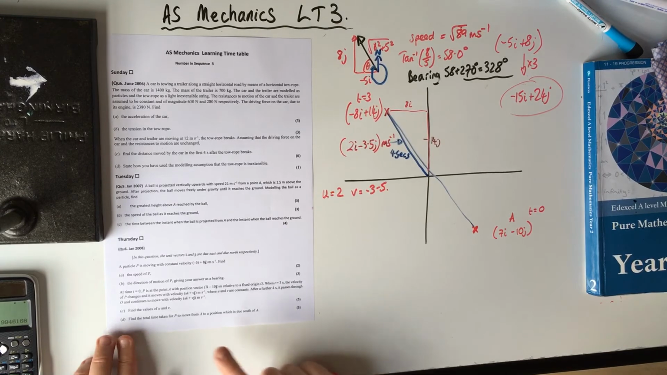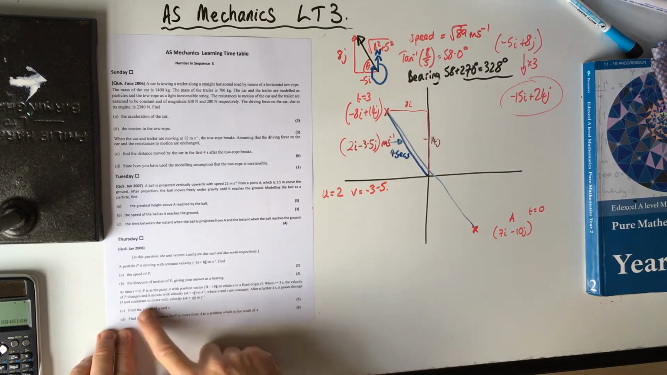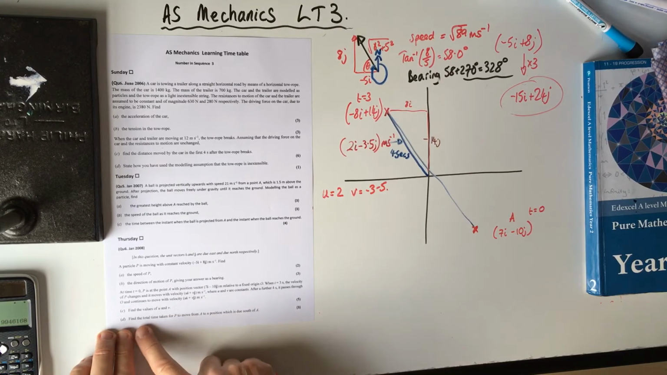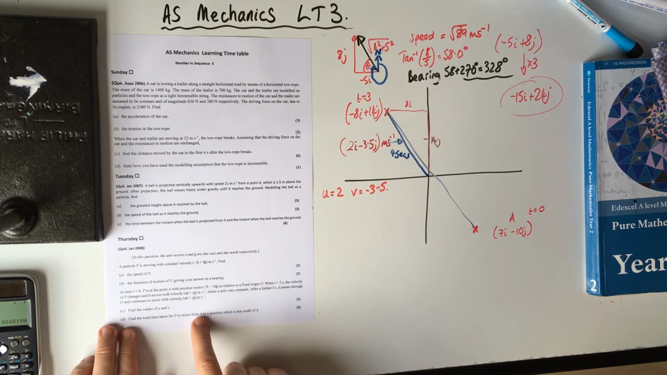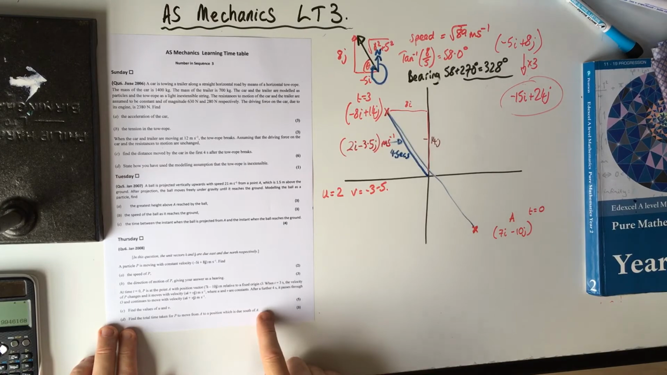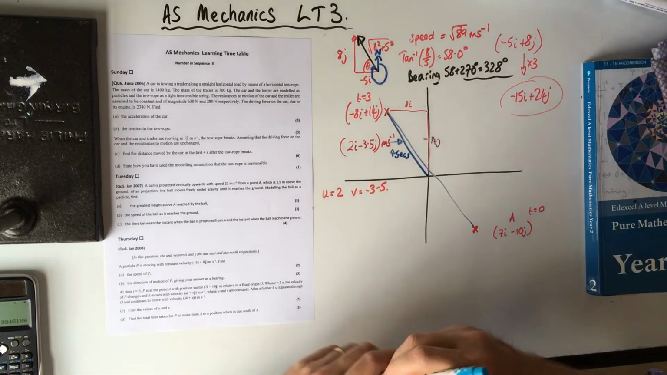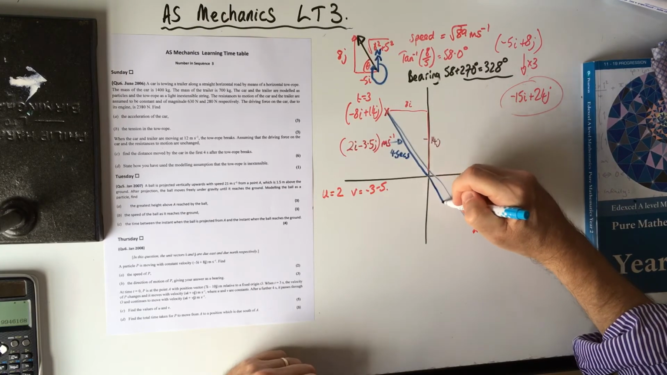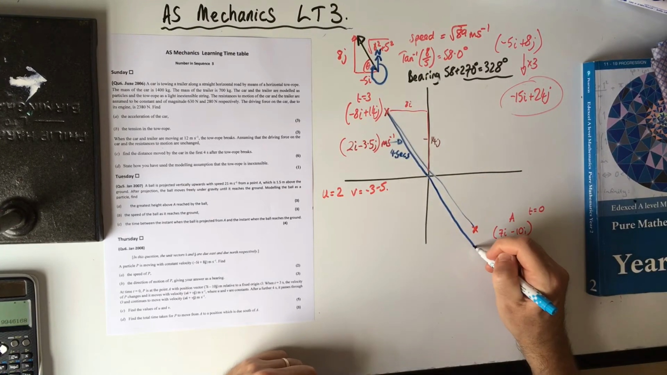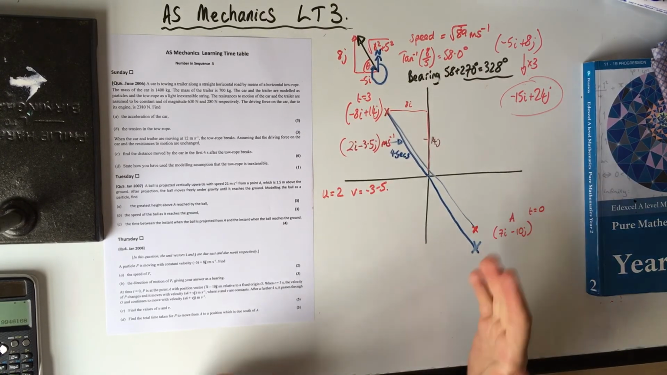And what does it say next? After passing through the origin, find the total time taken for P to move from the original A to a position due south of A. Okay, so it carries on through here at that speed until it's here, due south of A.